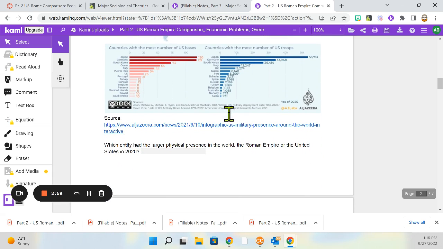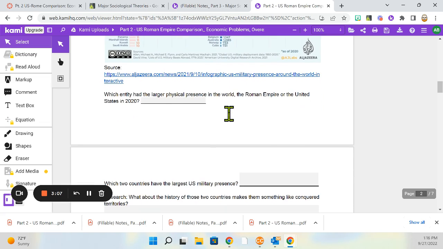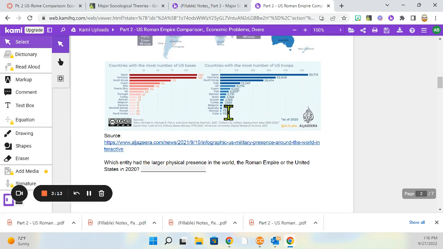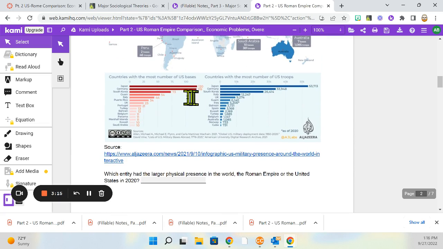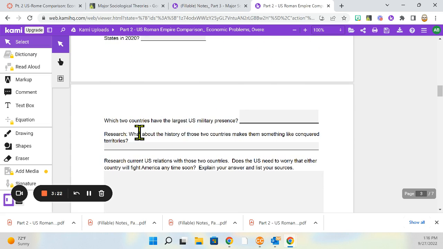You're going to use that pair of maps to answer the first question. Which entity had a larger physical presence in the world, the Roman Empire or the U.S. in 2020? You are also then going to use specifically these bar graphs on the second map to answer which two countries have the largest U.S. military presence.